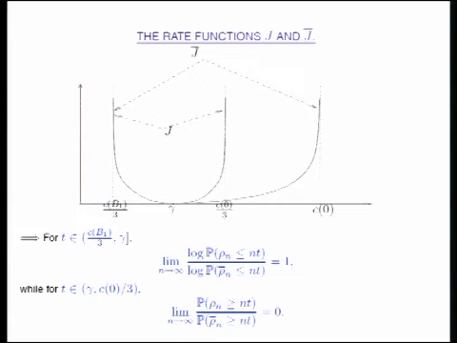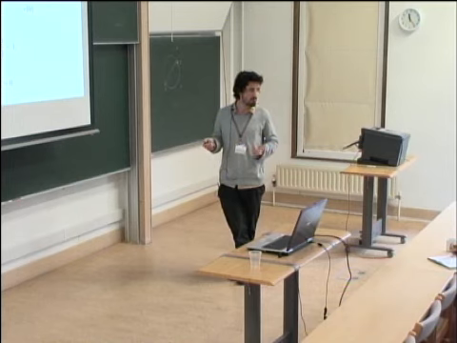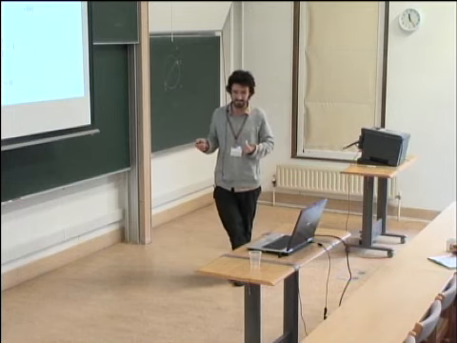The rate functions of the optimal and the suboptimal are the same for the low load, when you are below the average, but they are different when you are above gamma. So it means that the probability of an extraordinarily low load is the same for the optimal and the suboptimal, but the probability of an extraordinarily high load is significantly smaller for the optimal load.